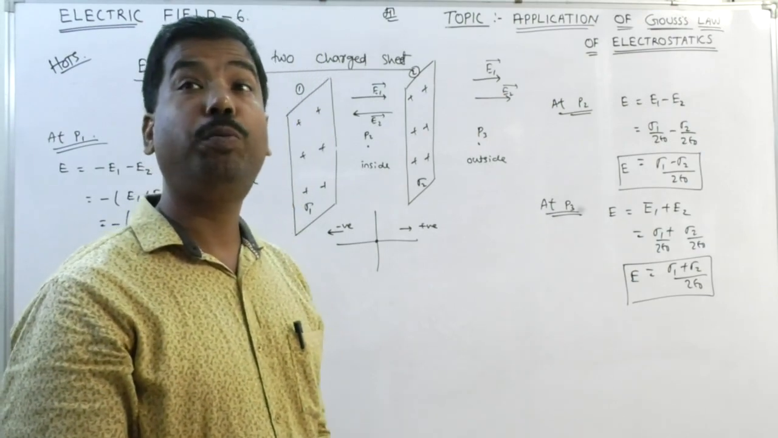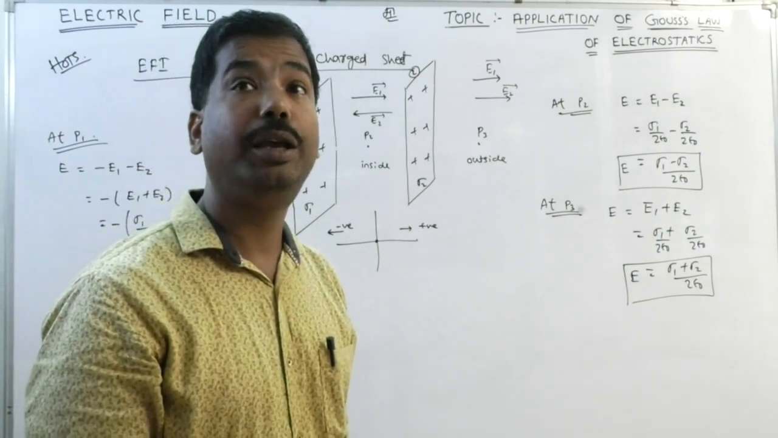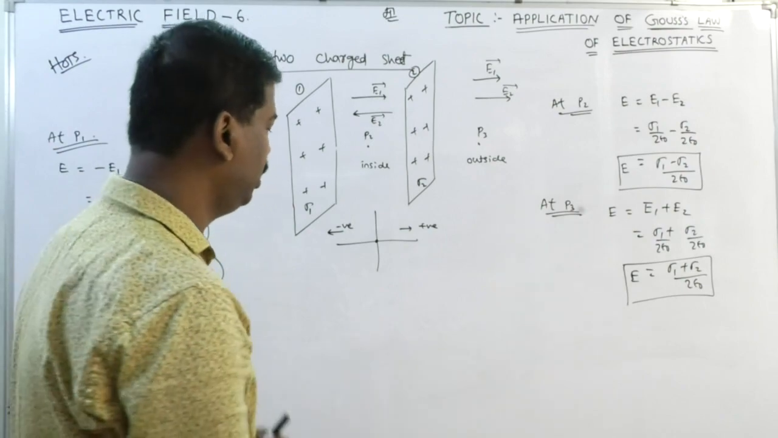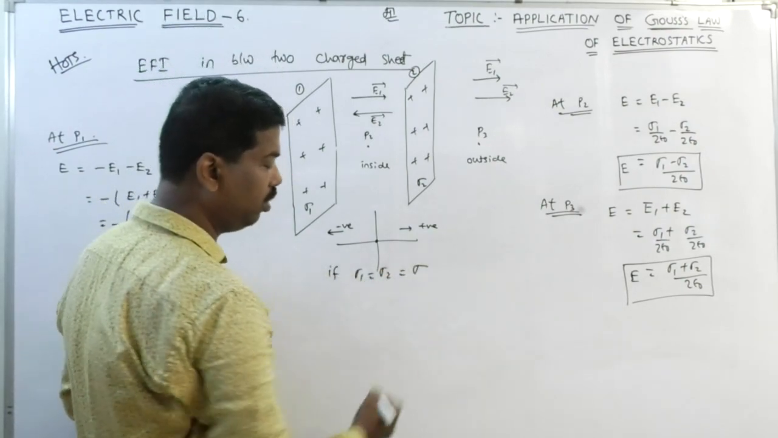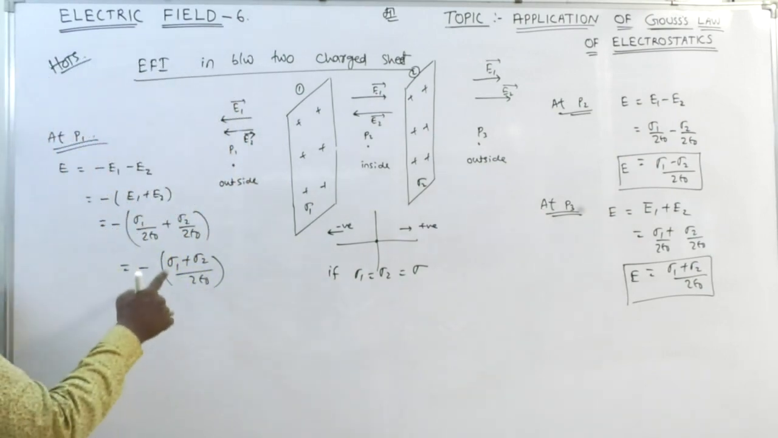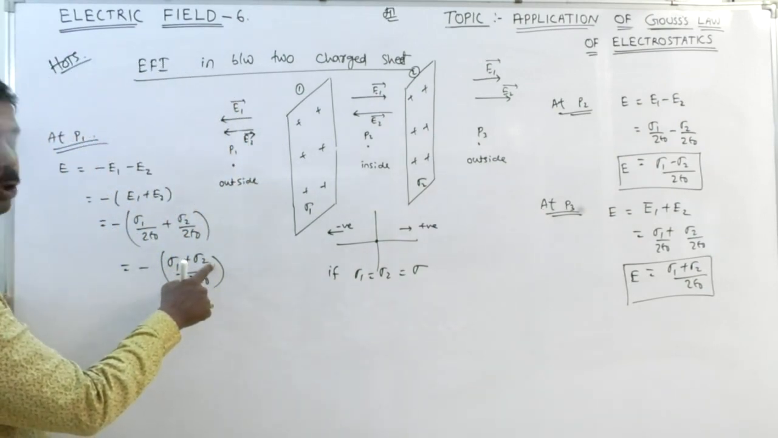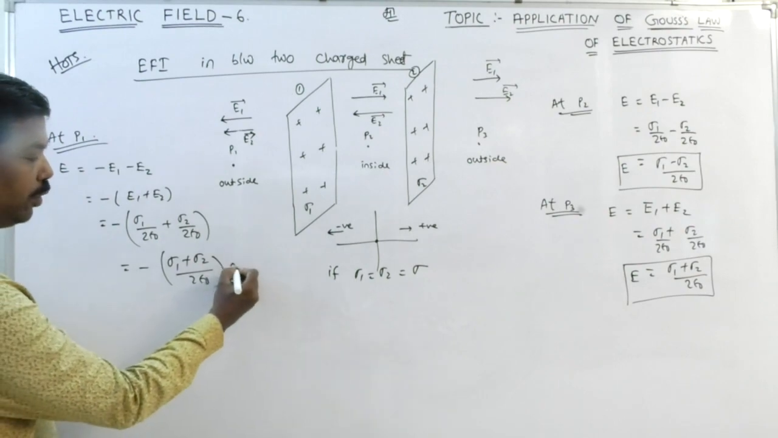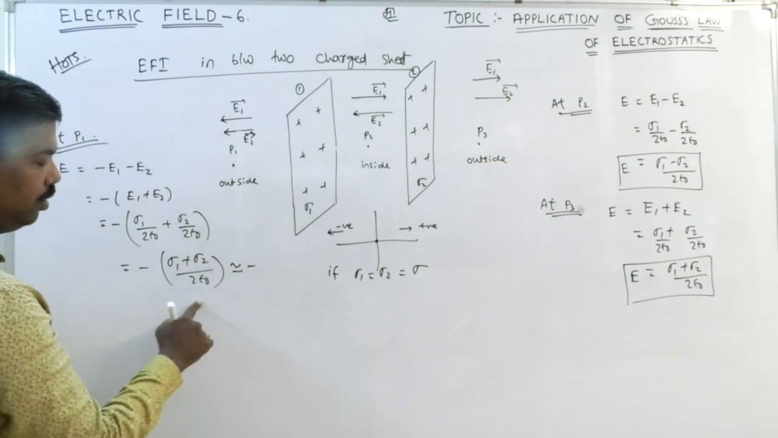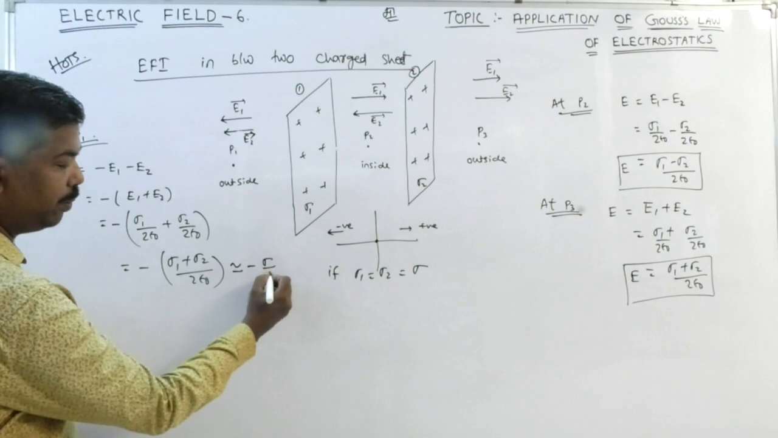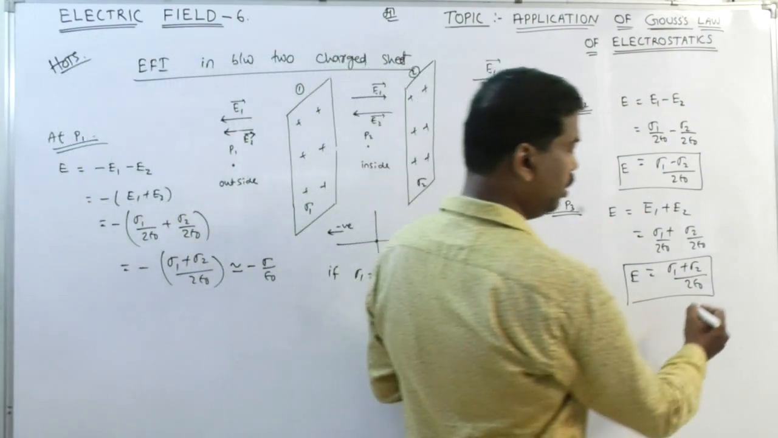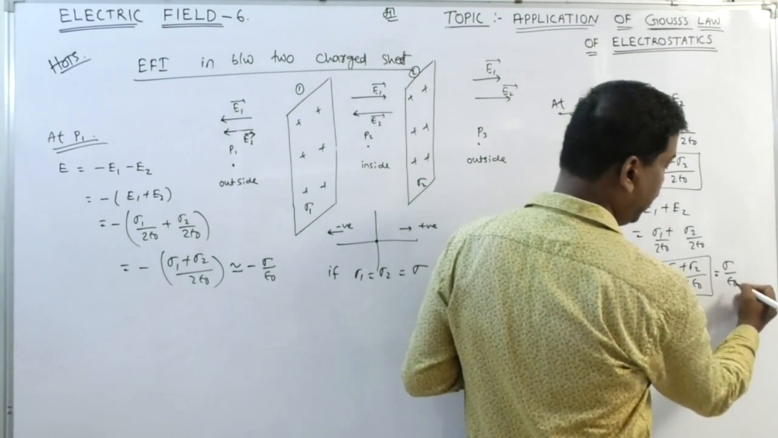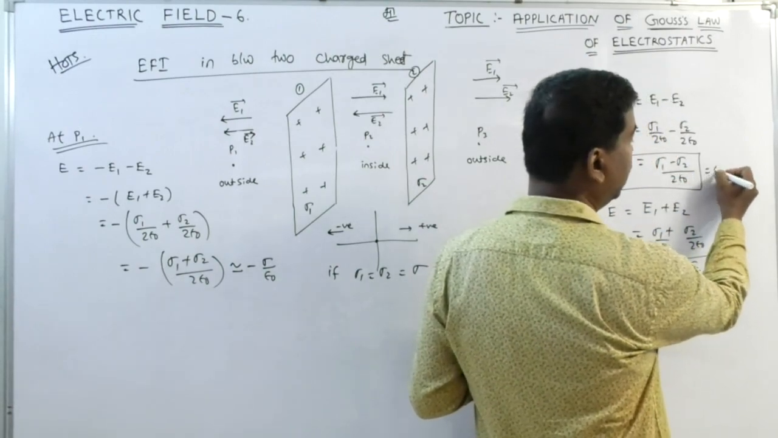Sir, if the two plates have the same charge density, if both surface charge densities are equal, sigma 1 is equal to sigma 2 is equal to sigma, then what happens? Sigma plus sigma is equal to 2 sigma by 2 epsilon 0, which is sigma by epsilon 0. Clear? Here, sigma by epsilon 0. Sigma minus sigma is equal to 0.